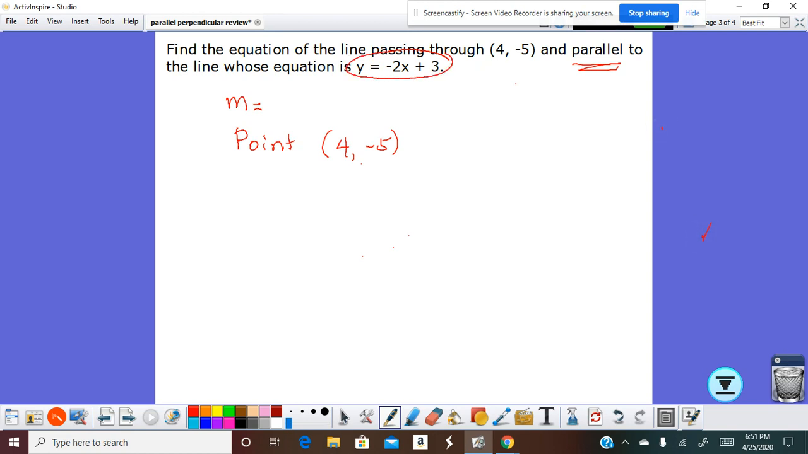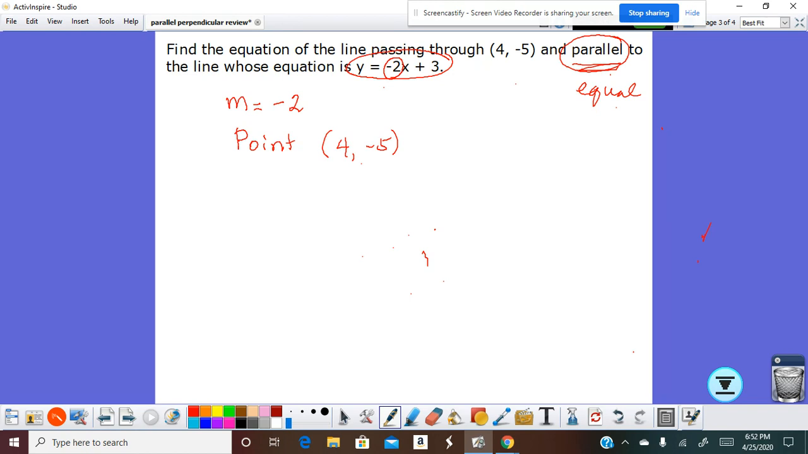From what we know, the coefficient of x is the slope of the line. And since the lines are parallel, the slopes would be equal. The slope of the line y = -2x + 3 is the coefficient of x, which is -2. Therefore, the slope of the line we are looking for is also -2.